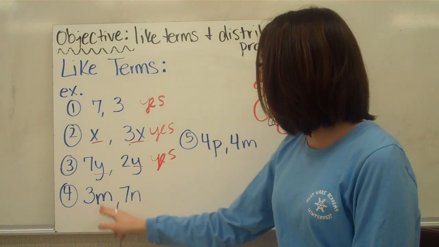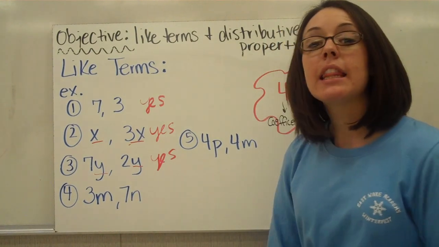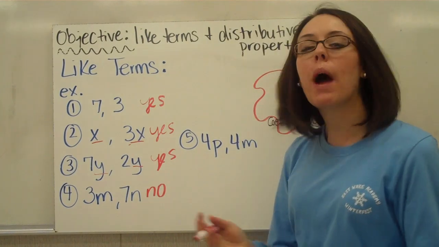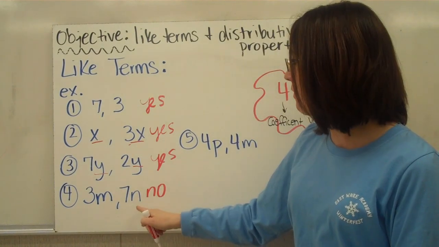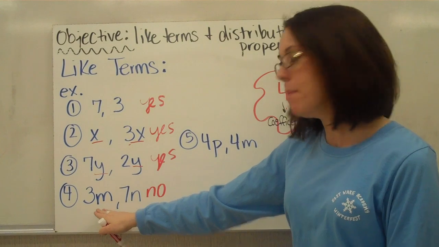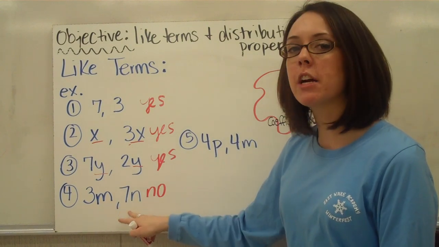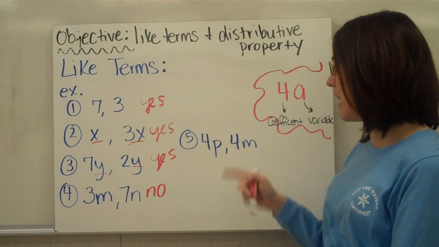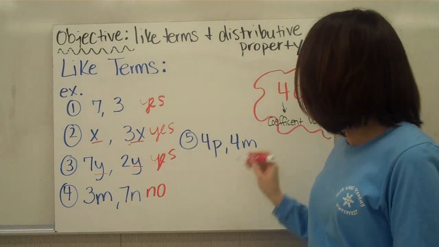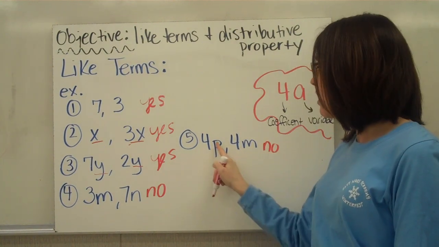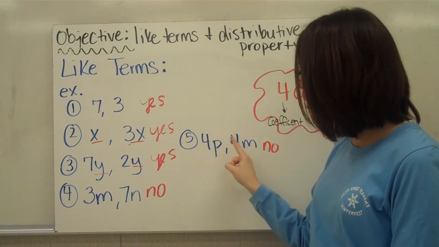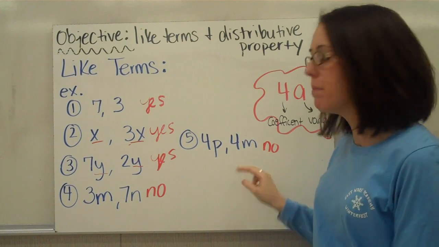Example 4, 3m and 7n. These are not like terms. Why are they not like terms? Because they have different variables. This is 3m, this is 7n. Different variables, not like terms. Number 5, 4p and 4n. Are they like terms? They're actually not like terms. The variables are different. It doesn't matter that they have the same coefficient because the variables are different.